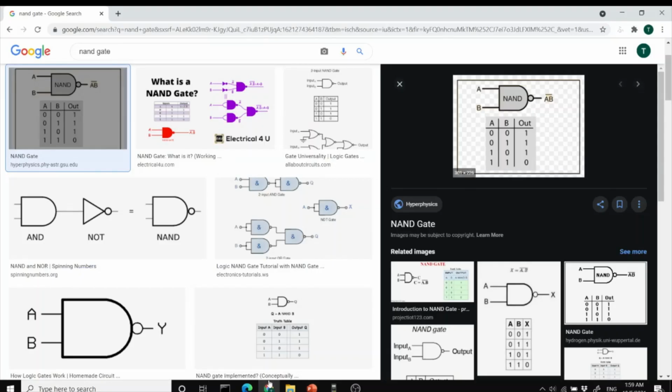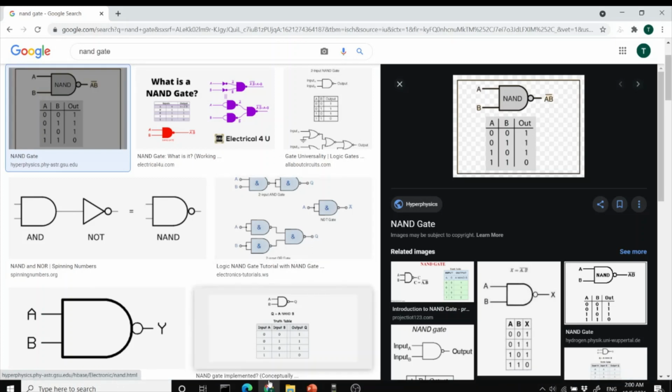So this is your NAND gate. Whenever the inputs are high, the output is 0. The condition for it to be 0 depends on both of the pins, or all of the pins, being 1. So that is the important thing you need to remember about the NAND gate.